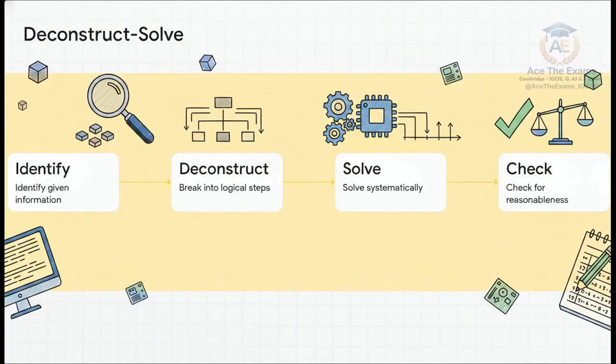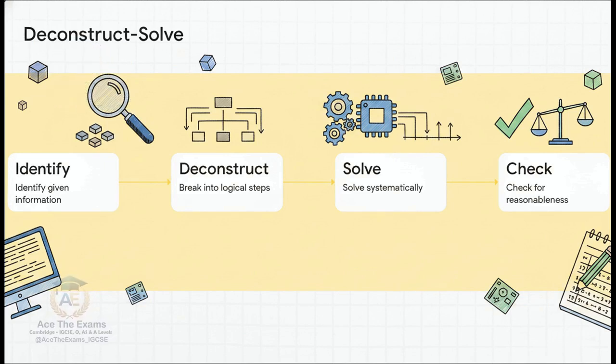To guarantee you capture those method marks every single time, your problem solving needs to use a strict deconstruct, solve, evaluate framework. It's a 4-step process. Step 1, identify the given information. Write it out. Step 2, break the problem into logical steps. Step 3, solve systematically. Step 4, check for reasonableness.